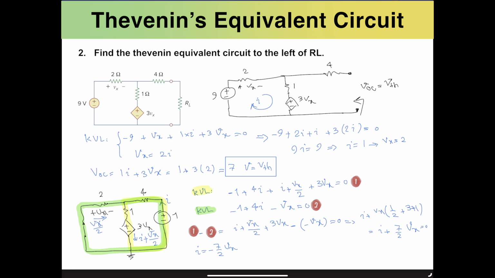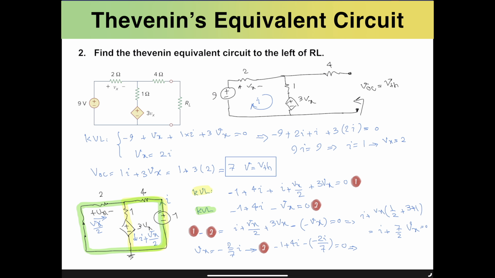So, essentially, I can simply write what is Vx. Vx is minus 2 over 7 times I, because essentially I would want to get to the value of I at the very end. So now that I have the Vx in terms of I, I can replace that in equation 2 and simplify that. So equation 2, let's replace Vx in equation 2. That will be minus 1 plus 4i minus Vx, which is minus 2i divided by 7, equals 0.